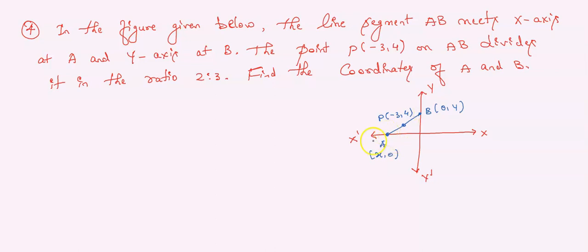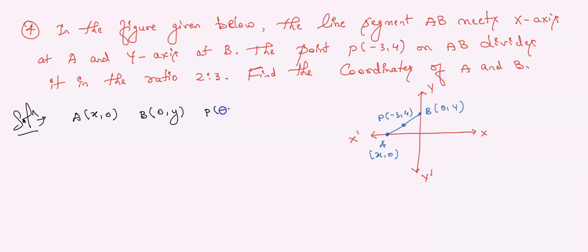2:3. Is this clear? Now they are asking us to find the coordinates of A and B. So we know very well, whenever they have given the question like it is dividing, it means section formula. Already we know the section formula. Before that, first write the data. What is the data? Coordinates of A, that is x comma 0. And coordinates of B, 0 comma y.